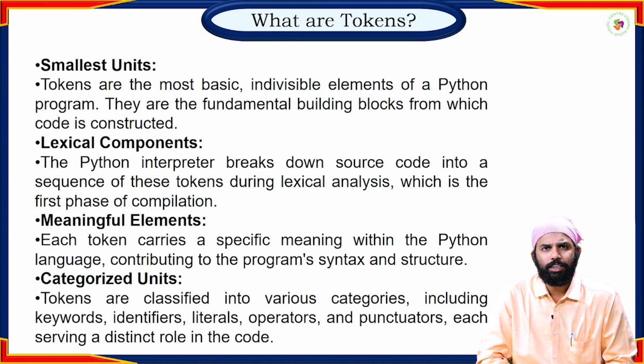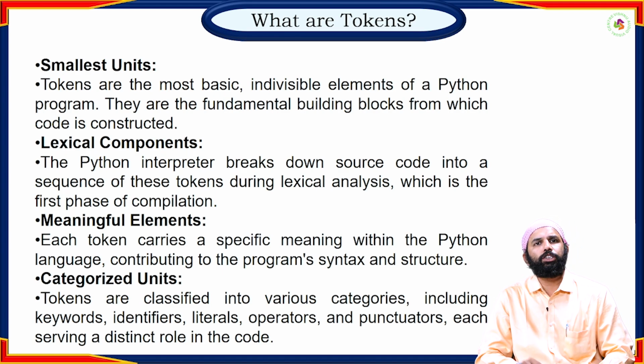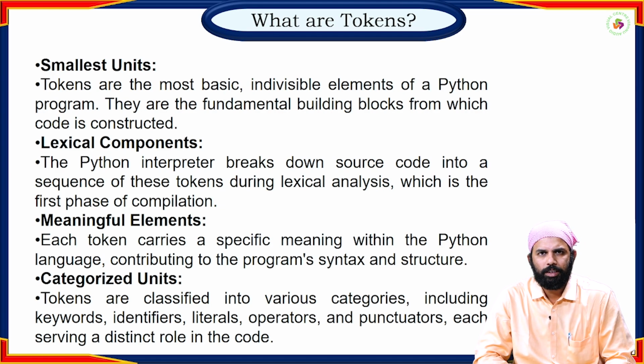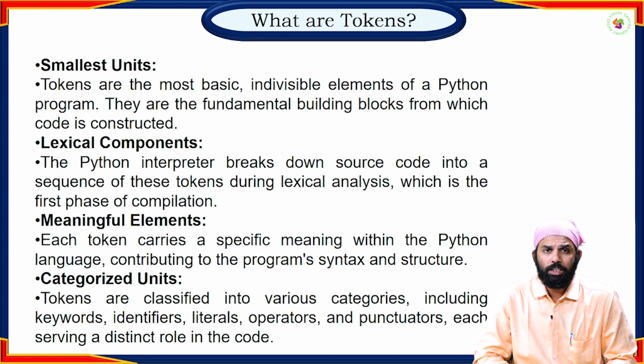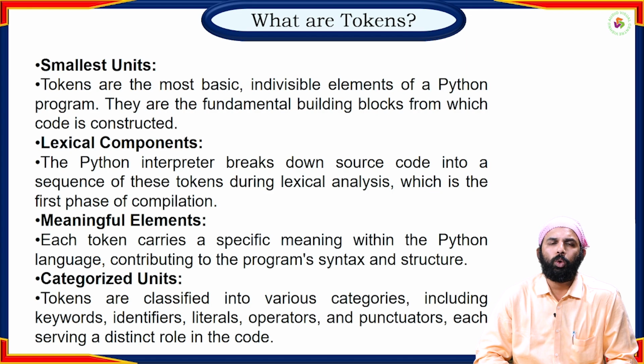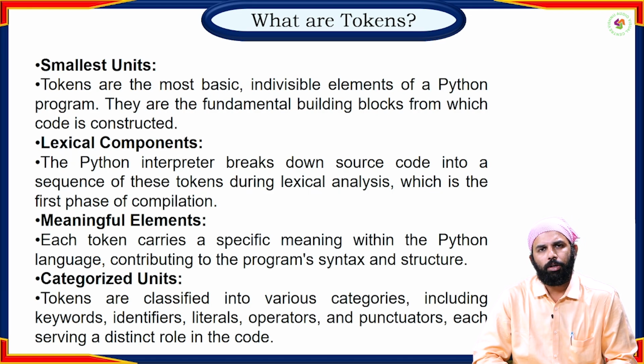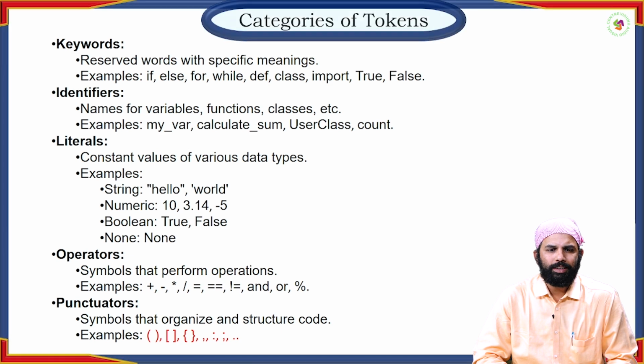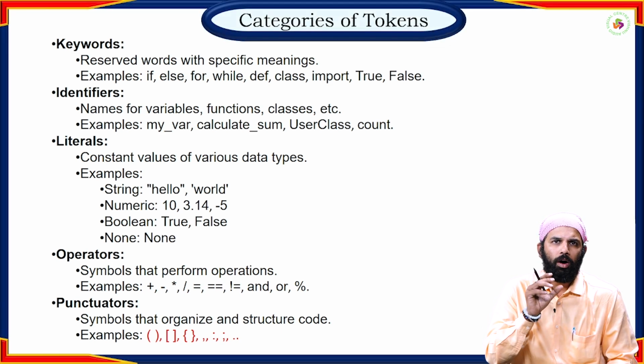When we categorize these units, the classification of tokens is into various categories like keywords, identifiers, literals, operators, and punctuators, as I mentioned at the start of this video. Each serves a distinct role in constructing any particular code. To go further, let us check what is in these categories briefly.